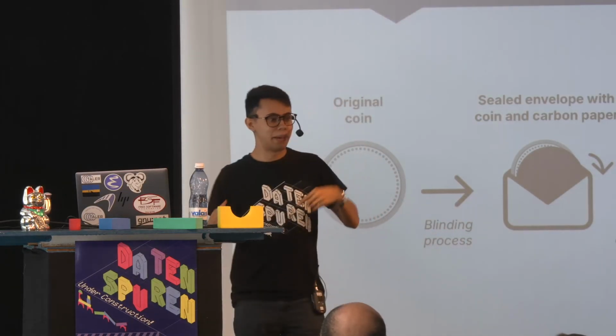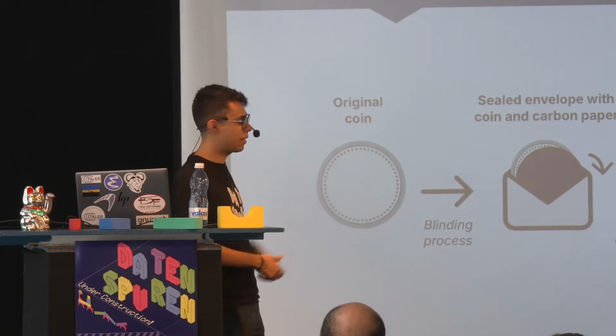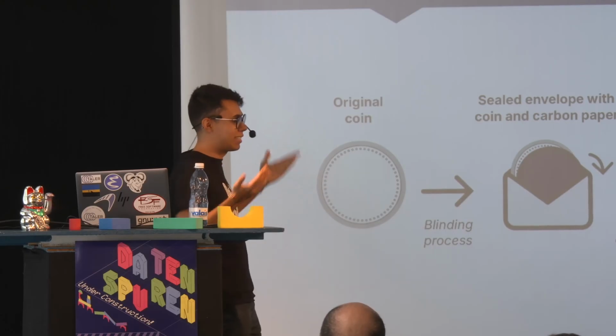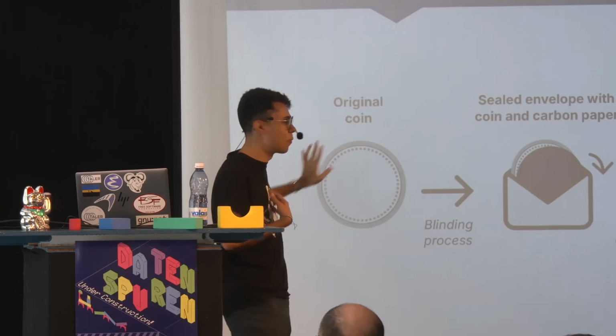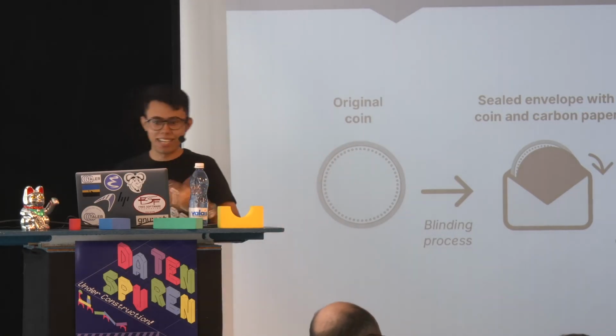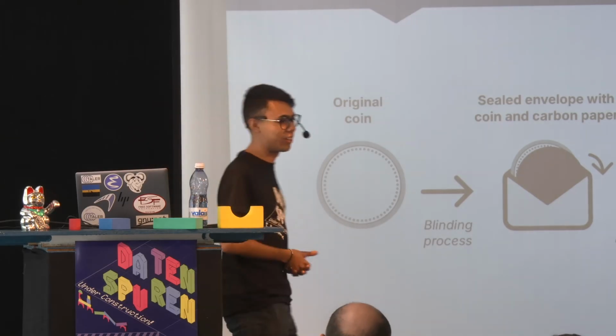So whenever I spend it later at the merchant, I can just give the merchant this coin and then deposit it back. And then they know, okay, this is valid money. I signed it myself, but I don't know for whom I did sign it. And that's how we achieve privacy for the buyer in GNU Taler.